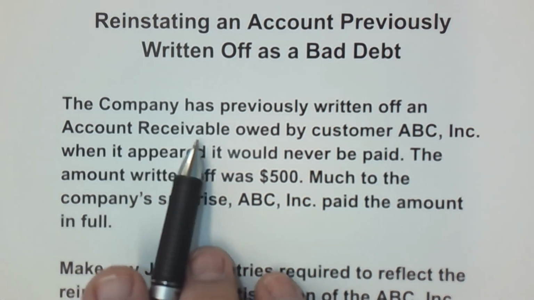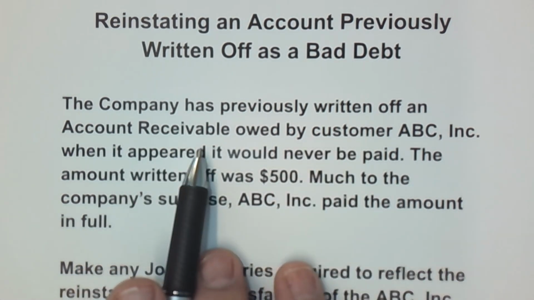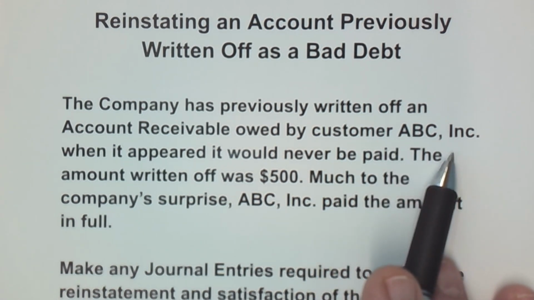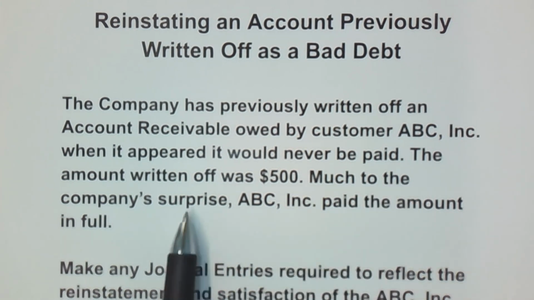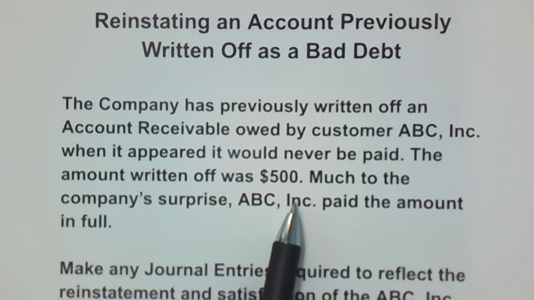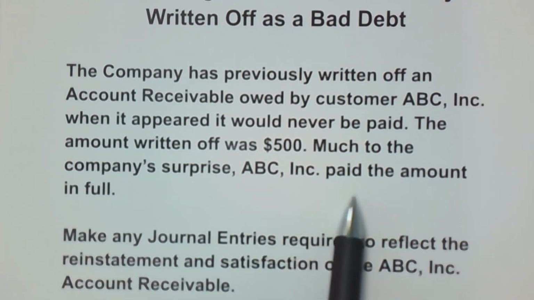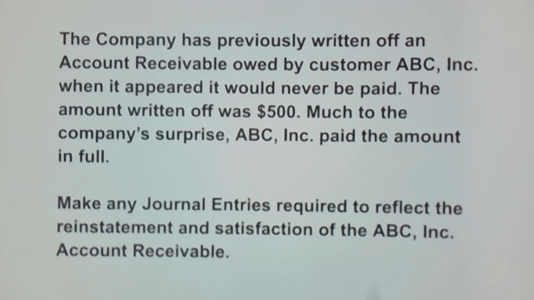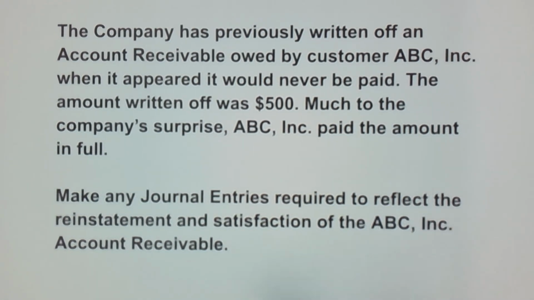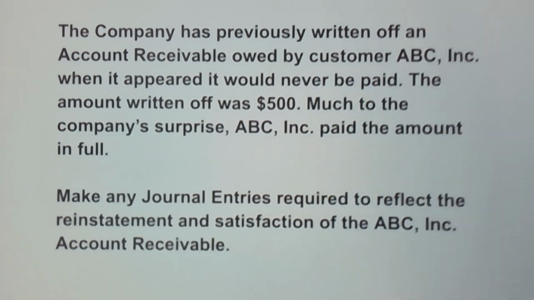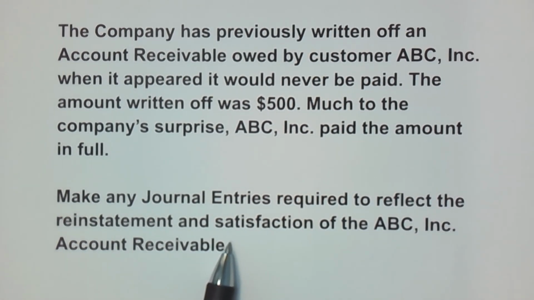The company has previously written off an account receivable owed by a customer, ABC Inc., when it appeared it would never be paid. The amount written off was $500. Much to the company's surprise, ABC Inc. paid the amount in full. Make the journal entries required to reflect the reinstatement and satisfaction of ABC Inc.'s account receivable. Okay, so we have previously written off this $500.